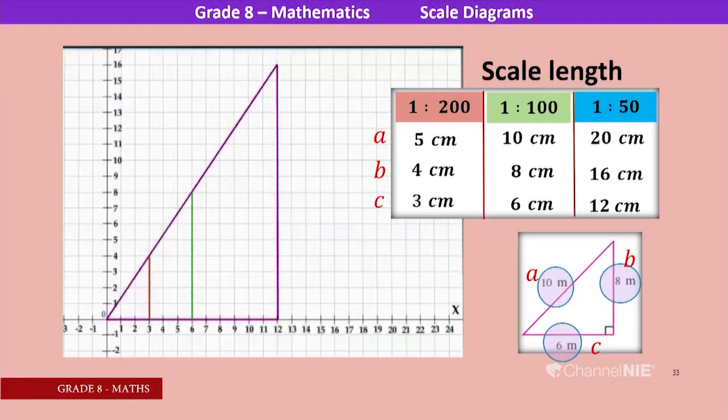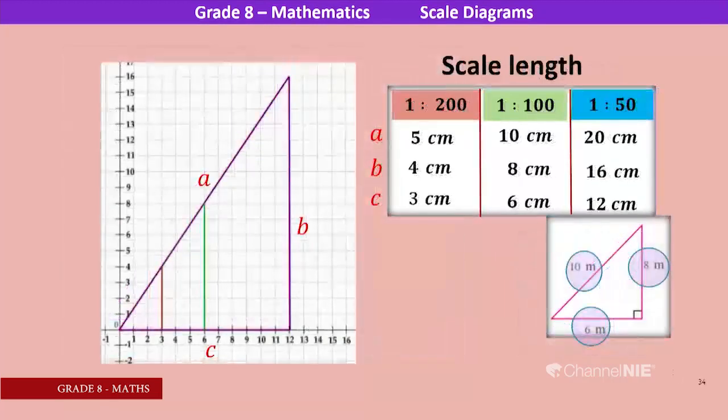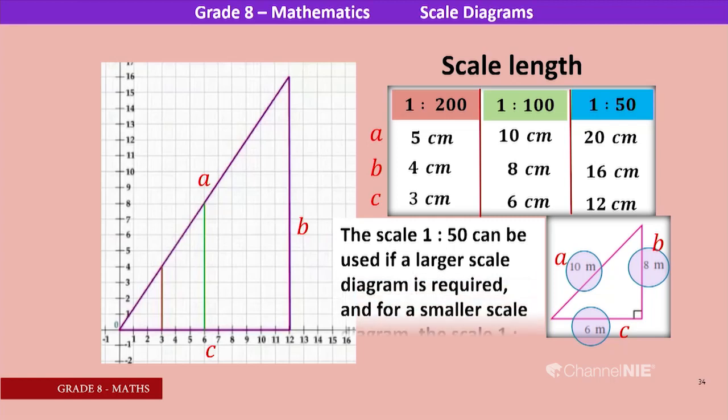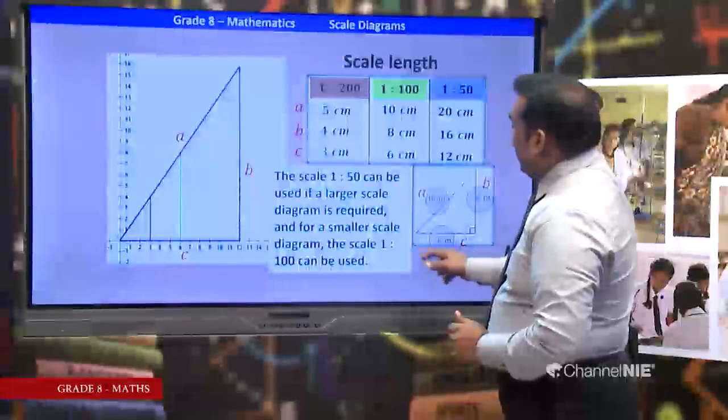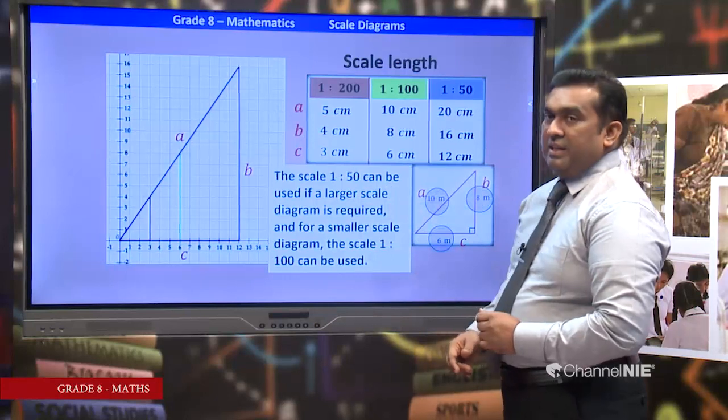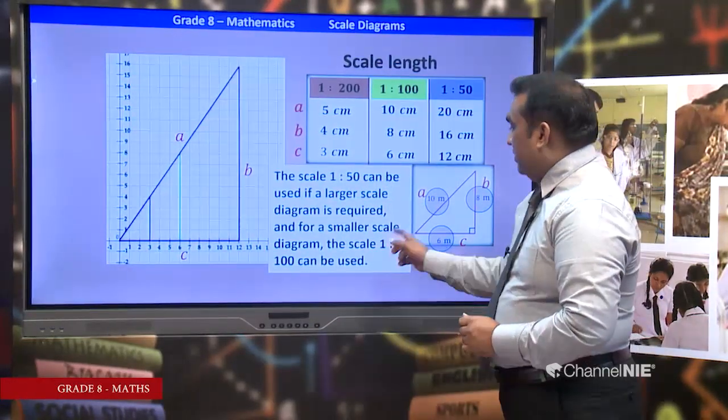Now, we will see the scale 1:50 can be used if a larger scale diagram is required, and for a small scale diagram the scale 1:100 can be used. Larger scale diagram is required 1:50, smaller one 1:100.